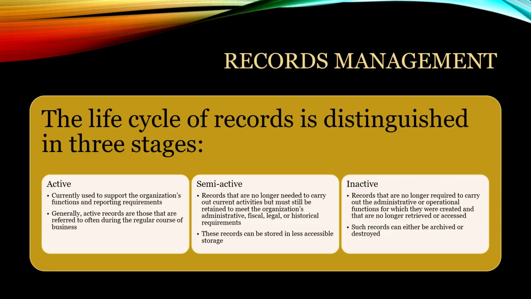So, the life cycle of record management distinguishes three main stages: active, semi-active, and inactive. An active record is currently being used to support the organization. Semi-active are records that are no longer needed to carry out current activities, but must still be retained. Maybe fiscal or legal or historical record requirements. Inactive are things that are no longer required and no longer need to be there. There's no legal requirement or historical requirement that exists anymore.